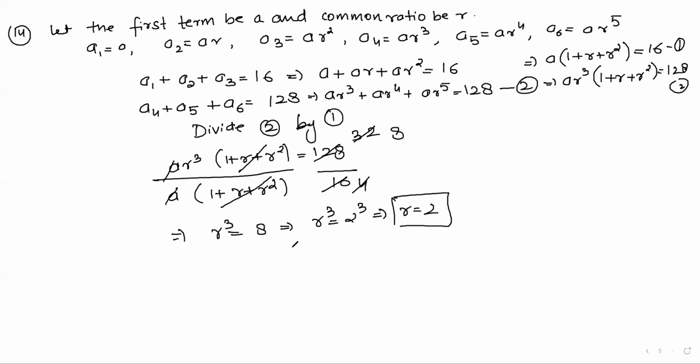Sir, here can't we also apply the sum formula? We can apply S3 from this, but we can't apply S6. What does S6 mean? Sum of first 6 terms. S6 means A1 plus A2 plus A3 plus A4 plus A5 plus A6. But what did the question say? Sum of the next three terms. Next three terms means A4, A5, A6. The sum of A4, A5, A6.